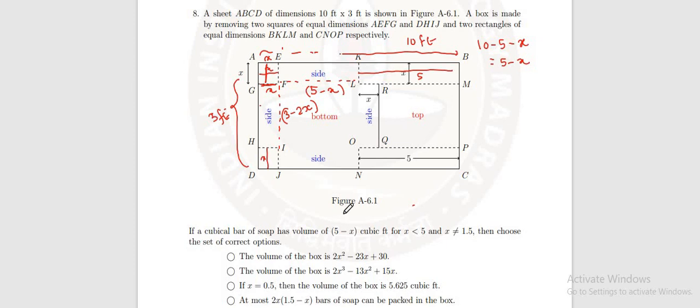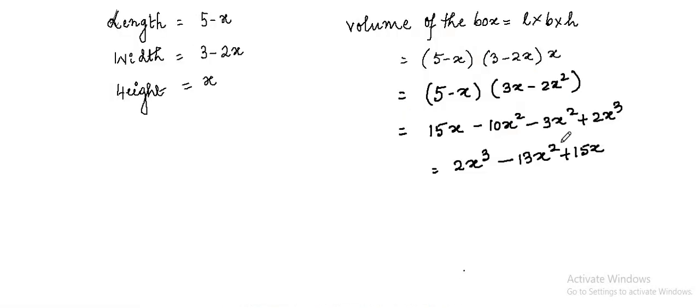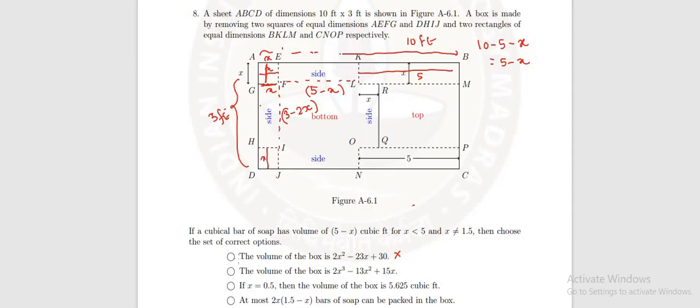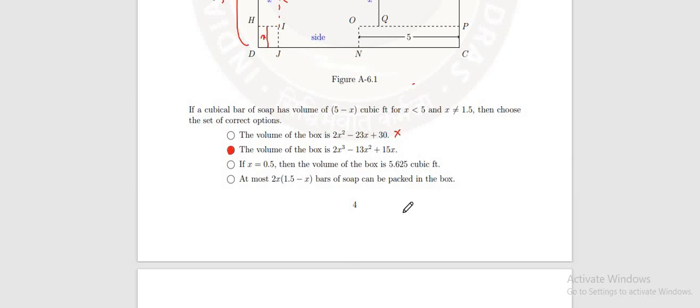Let's check whether this equation is present or not. Option 1 is not the required equation because we observed that this is not matching with the equation that we obtained. So option 1 is incorrect. But let's observe option 2, 2x cube minus 13x square plus 15x. That is the same answer that we have obtained. So option B is absolutely correct. Moving on to the next one.